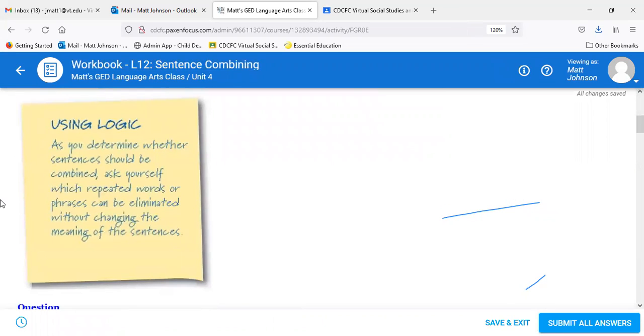So as you determine whether sentences should be combined, ask yourself which repeated words or phrases can be eliminated without changing the meaning of the sentence. Same thing: if I have the same subject, how can I combine those sentences without changing the meaning? And better yet, how can I use phrases and punctuation to help explain the relationship between those two sentences? How are they connected?